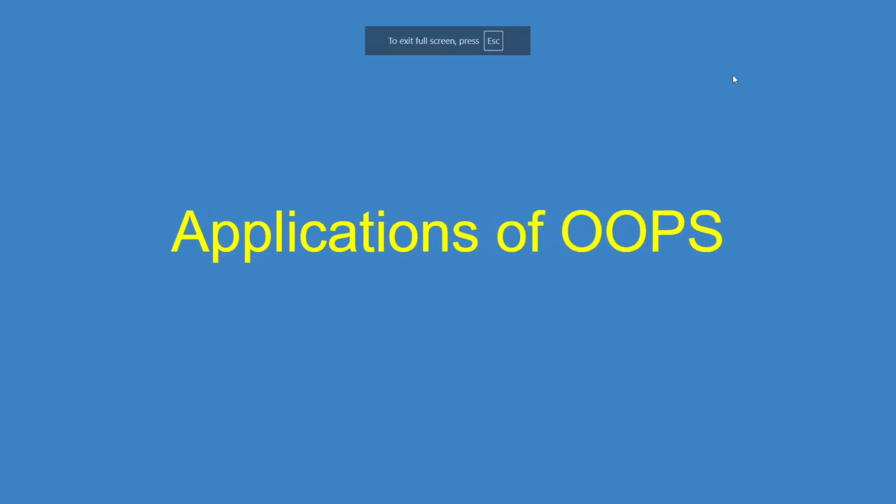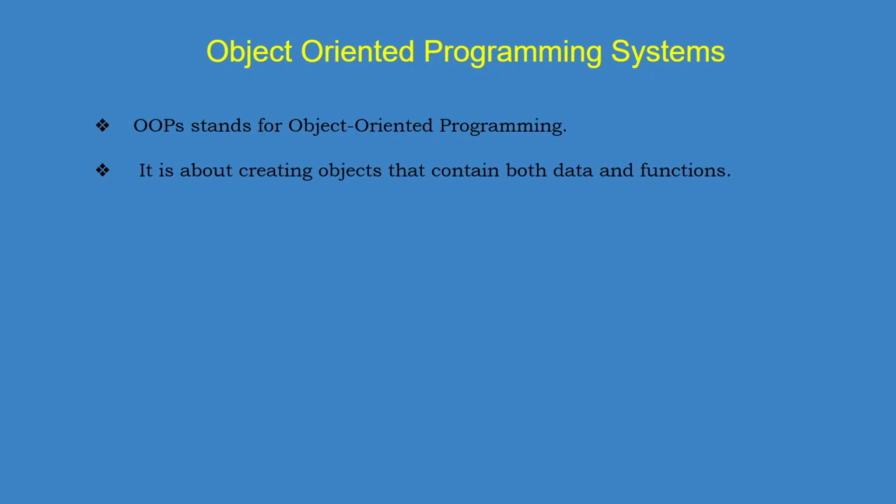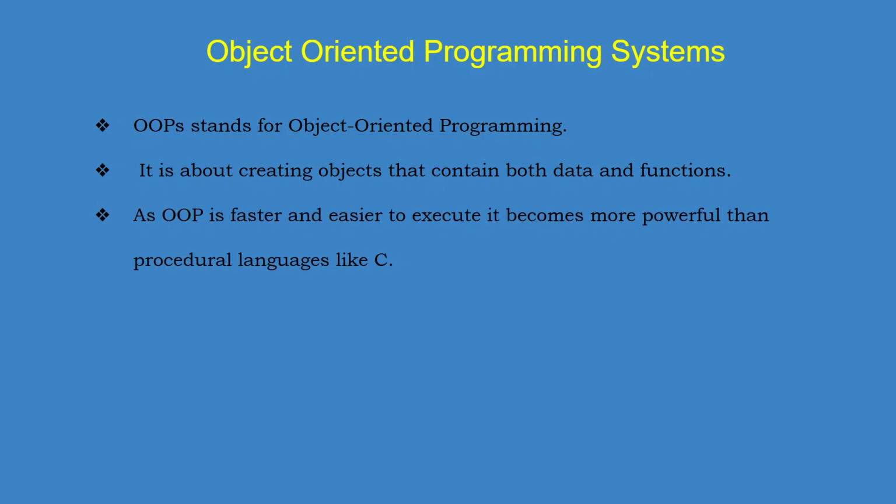Hello everyone, in this video we are going to see the applications of OOPS. You know that OOPS means Object Oriented Programming Systems. It is about creating objects that contain both data and functions. The definition says an object is a combination of data and functions, known as members and methods. As OOP is faster and easier to execute, it becomes more powerful than procedural languages like C.